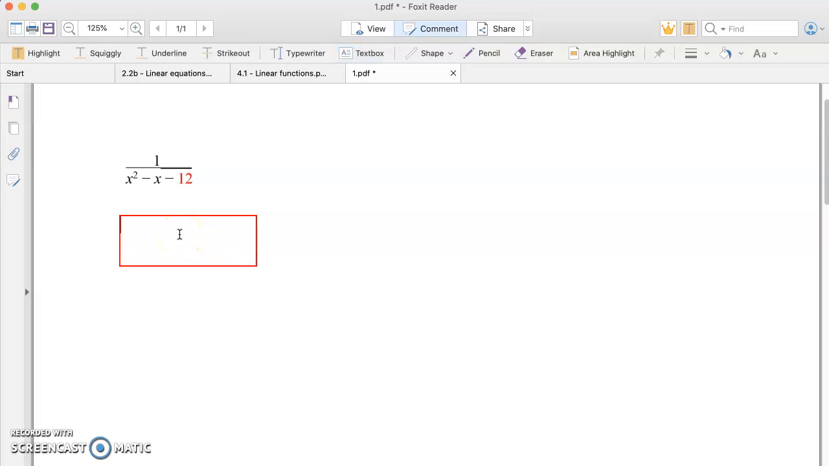Since the denominator can't be 0, then you just go ahead and say, well, that means x squared minus x minus 12 can't be 0. I would typically put the equal sign and put a line through it, and I don't have that through here for cannot be, so I'll just do it this way, can't be 0. And then solve it and see what x values can't be 0 there.